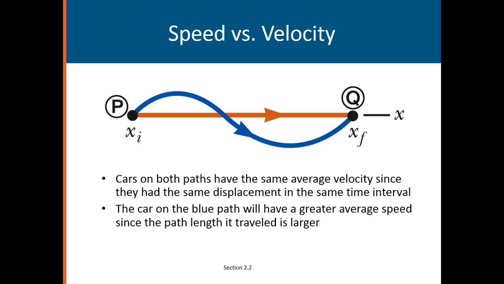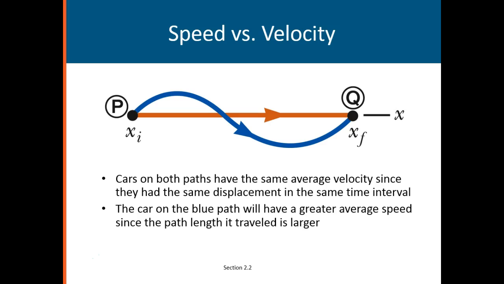Blue car went like this, red car went like that, but it took them the same time. Okay, blue car went farther distance, but not further displacement. Velocity, exactly the same. Speed, not the same. The cars on both paths have the same average velocity, since they move the same displacement, initial minus final. That's displacement at the same time interval.